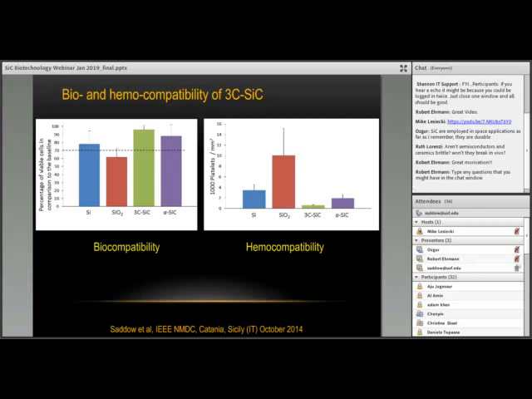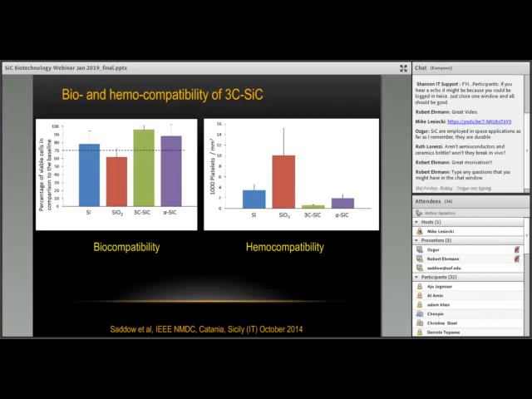Cubic silicon carbide, or 3C silicon carbide, shown in green, does extremely well with almost 100% cell viability. And the purple bar is the amorphous material, which also does well. Not quite as well as the cubic single crystalline material did, which was surprising to us, but still clearly well above the threshold for passing the test.